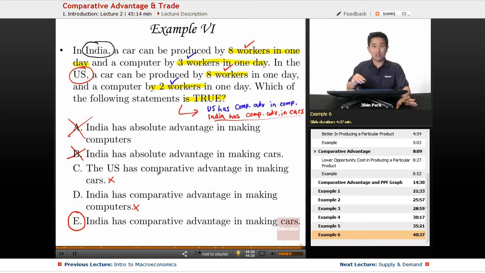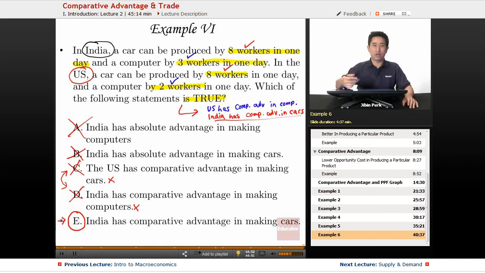Now, what's kind of interesting is, let's say you had no idea what the answer was. Based on logic, you know that one country has to have comparative advantage over the other. Well, guess what? If the US has comparative advantage in making cars, India has comparative advantage in making computers. So if C or D were correct, both of them would have to be true, and therefore both are going to be incorrect, because E would be the only unique answer.